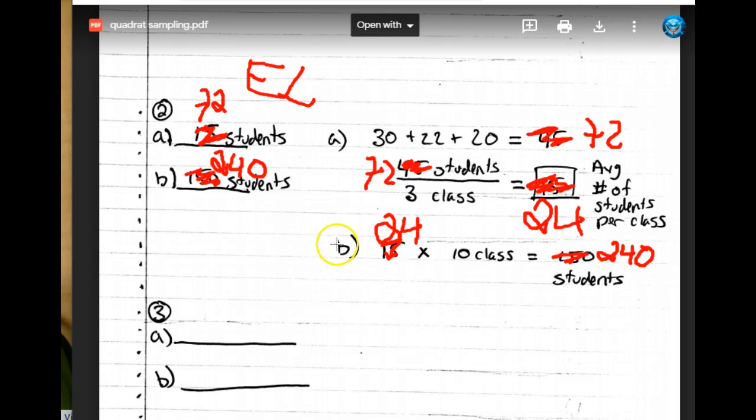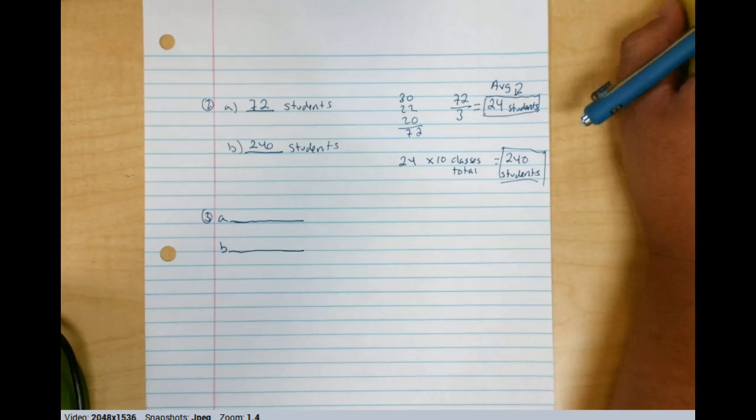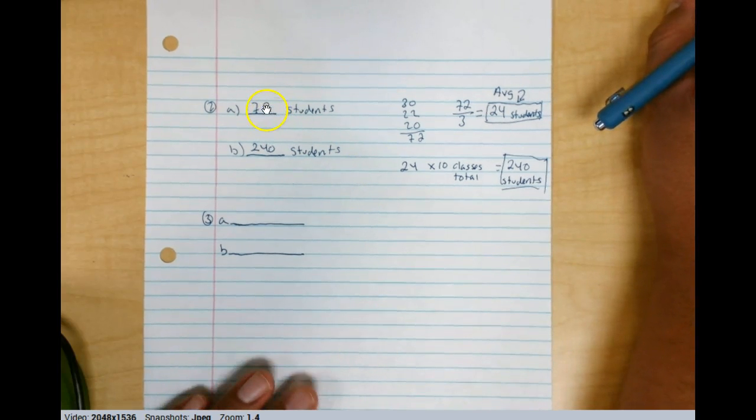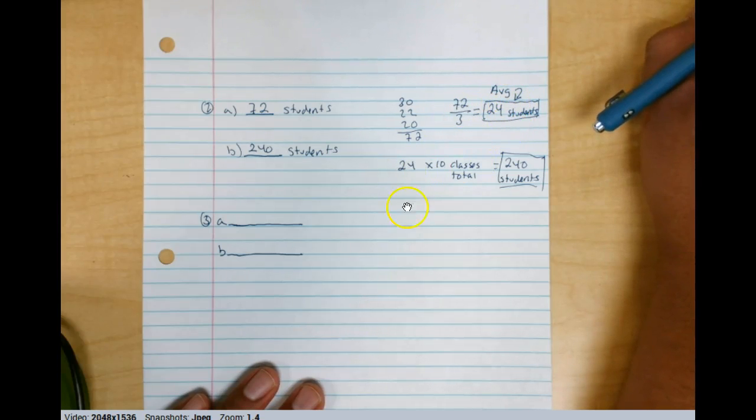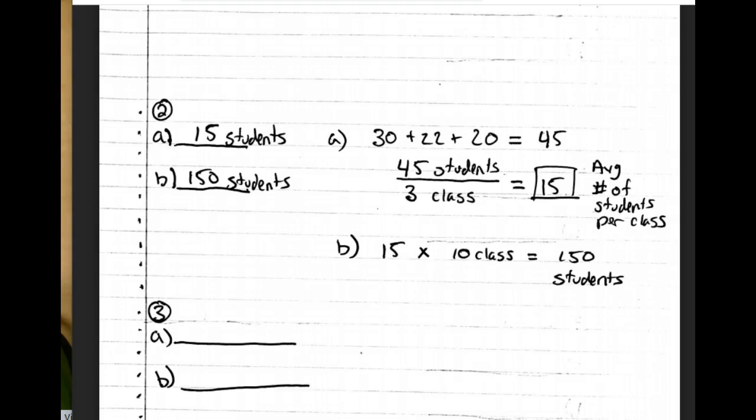All right, so anyhow, let's tackle number 3. So there we go with the updated look of 72, 240. Again, it's 30 plus 22 plus 20 equals 72. 72 divided by the 3 classes that we went in and measured, 24 students as an average. 24 times 10 classes total gives us the 240. All right, now let's take a look at question number 3.